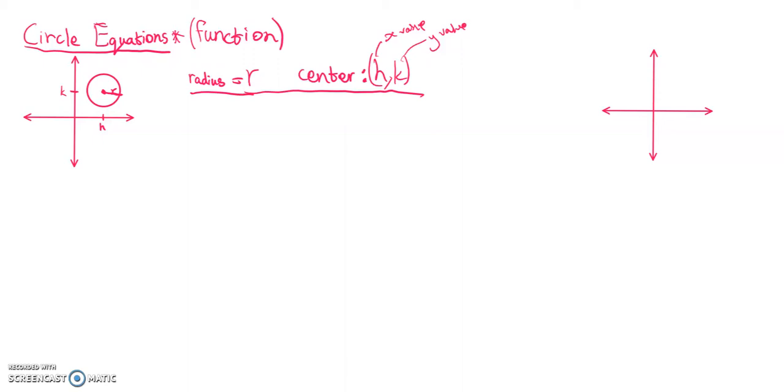Anyways, for a circle with radius r and center h comma k, the equation will be (x minus h) squared plus (y minus k) squared is equal to r squared. Okay. Now, straight away, let's think about what happens when we manipulate each of these numbers. Say we change the h value, we change the k value.